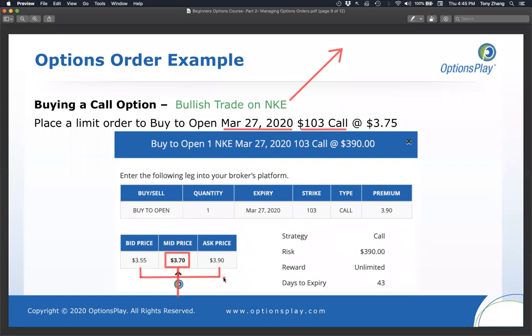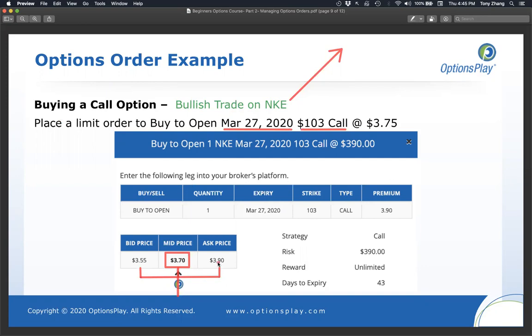So you have to just figure out which options have that. So Apple and SPY, they all trade in penny increments. For some stocks like Nike, under $3, they'll trade in penny increments. Above $3, they'll trade in nickel increments. So it just depends on the value of the option. So it has nothing to do with your broker, Paul. Some options trade in nickel increments. Some of them trade in penny increments.